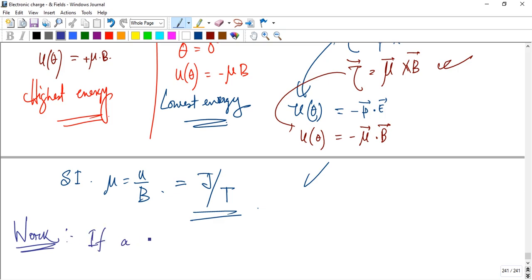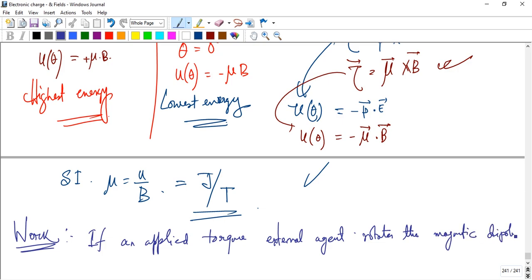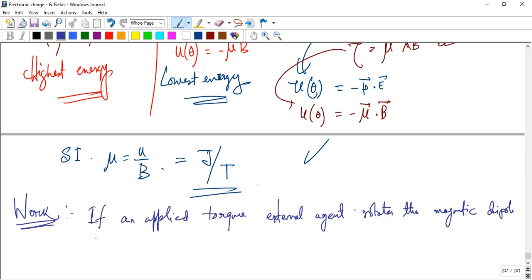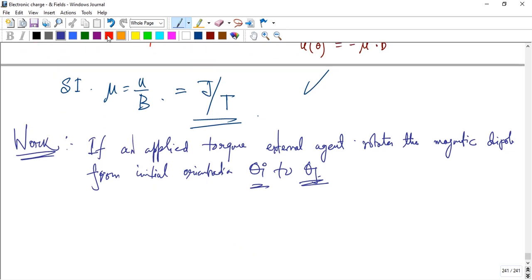rotates the magnetic dipole from an initial orientation theta I to a final orientation theta F. So the work done is associated with the change in energy, the final energy minus the initial energy. That's the work done on the dipole.